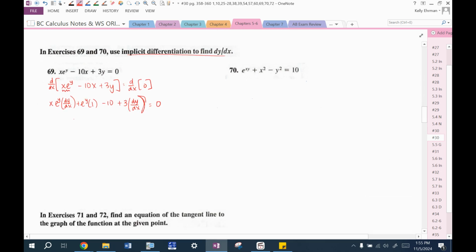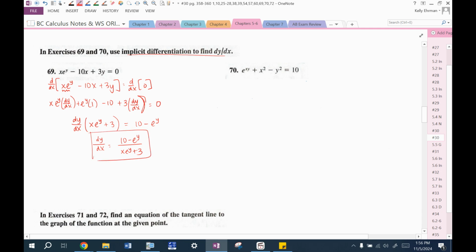So let's see. Let's get our dy dx's together. I'm keeping the dy dx's over here and factoring them out. I would add 10 and subtract e to the y. And then we can divide. So dy dx is equal to 10 minus e to the y over x e to the y plus 3. And that's as far as this needs to go.